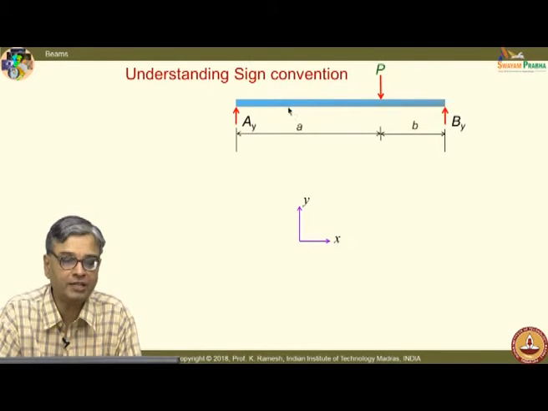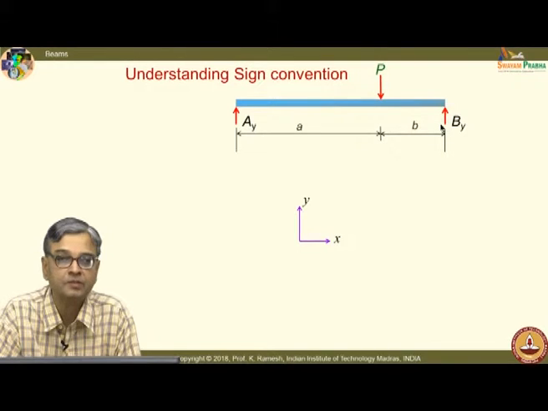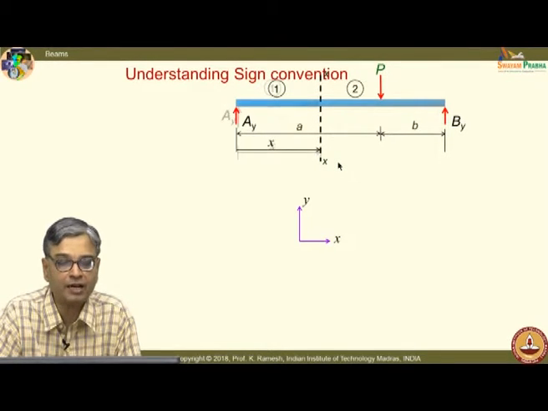For me to draw the SFD and BMD, I have not determined the variation for the entire length, I have to get it for the other section also. But before I do that, we will again understand the sign convention, because I want to caution you, there could be a possible confusion when you draw the free body. How do you start writing the equations?